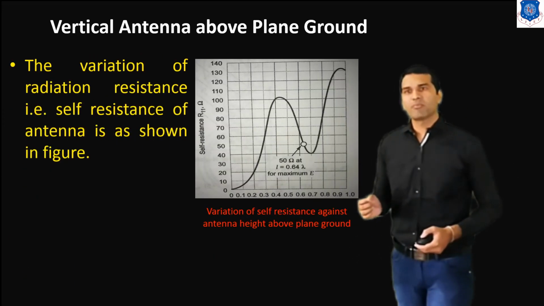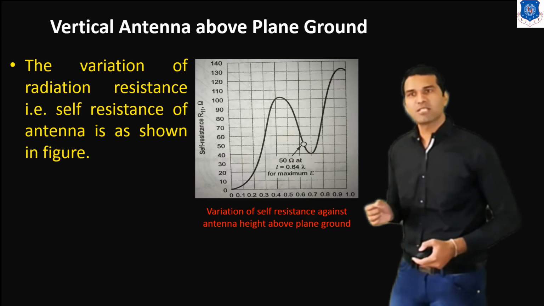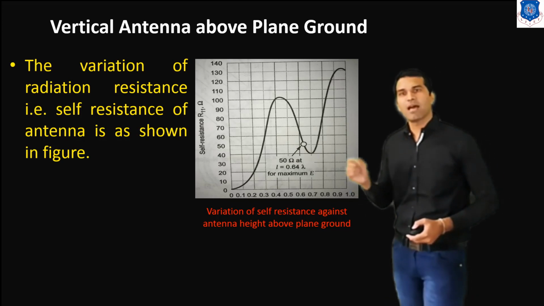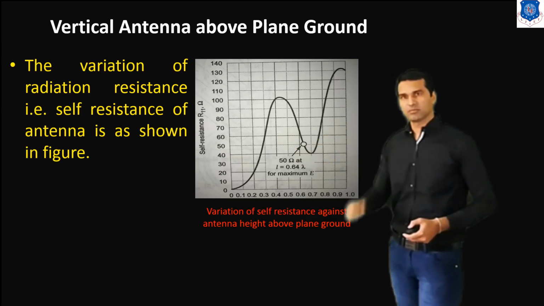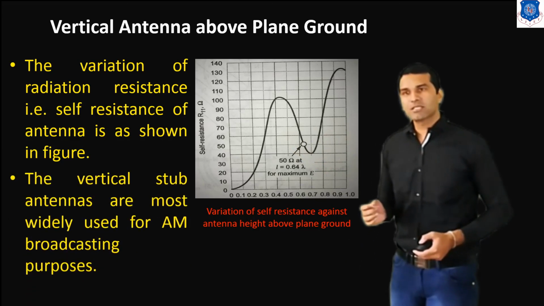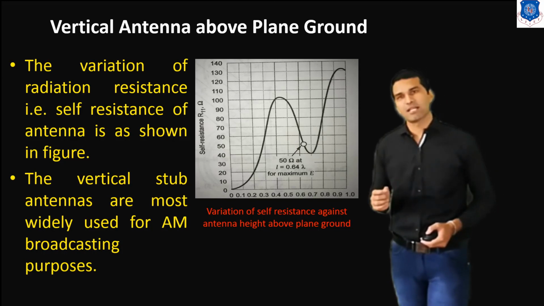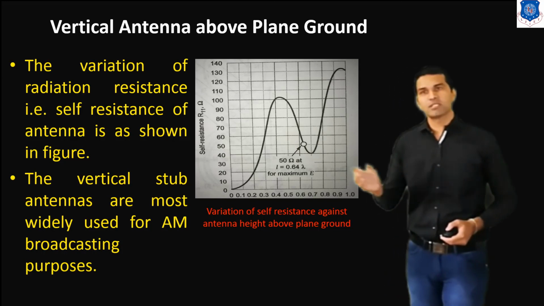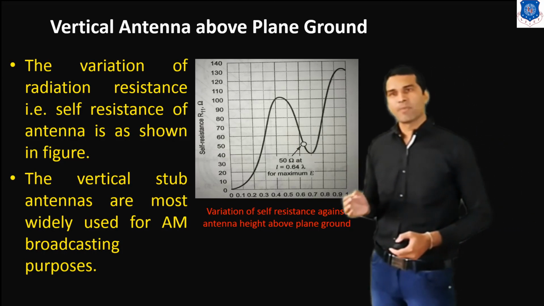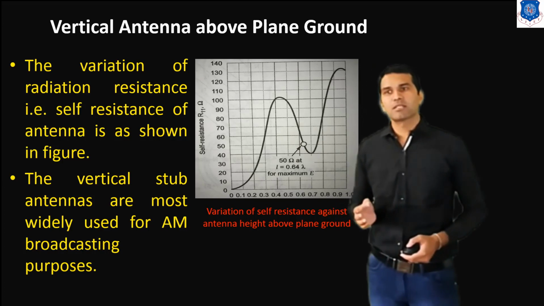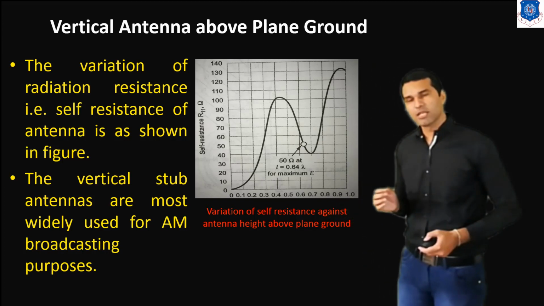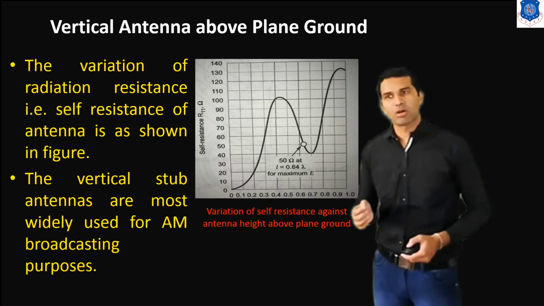The variation of radiation resistance, that means the self resistance of the antenna, is shown in this figure. Vertical stub antennas are most widely used for AM broadcasting purposes. So this is the application of the vertical antenna: vertical stub antennas are mostly used in AM, amplitude modulation, broadcasting.